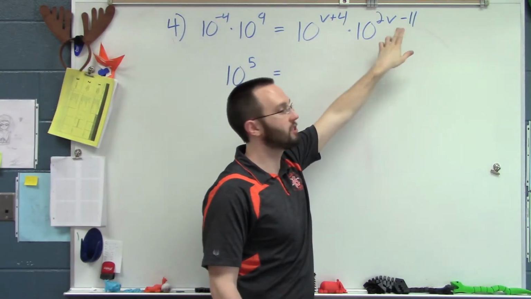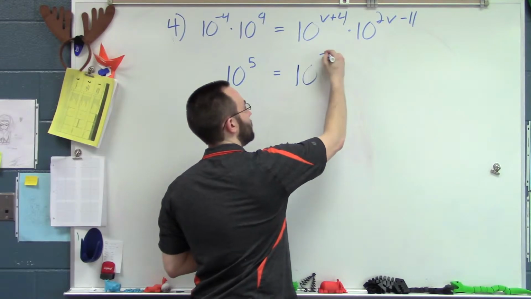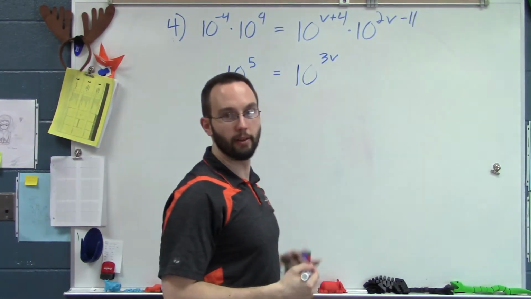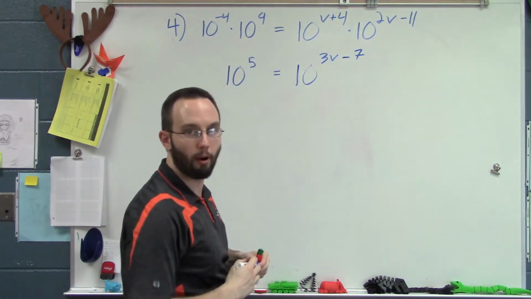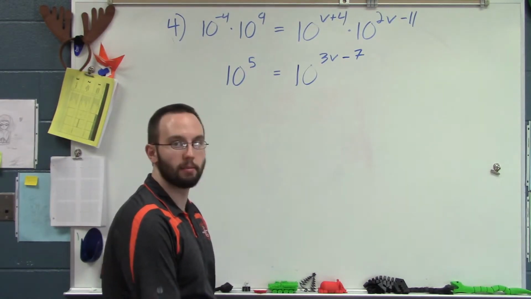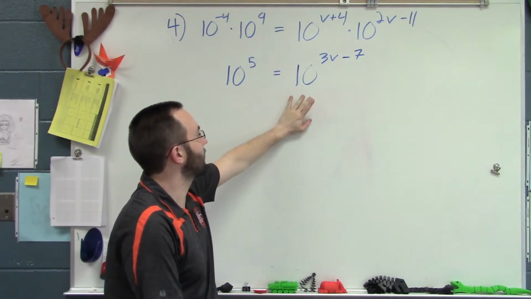v plus 2v, well that's a 3v. And 4 plus -11, that's a -7. Again, the product property is telling us to add those exponents, we do not need to multiply them here. So that's the real big concept to get across.